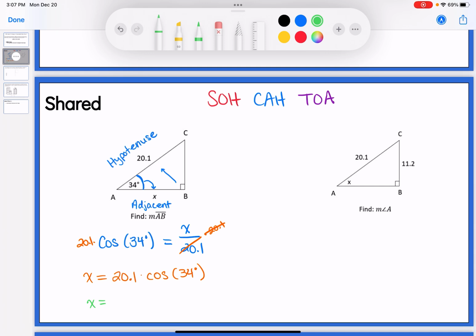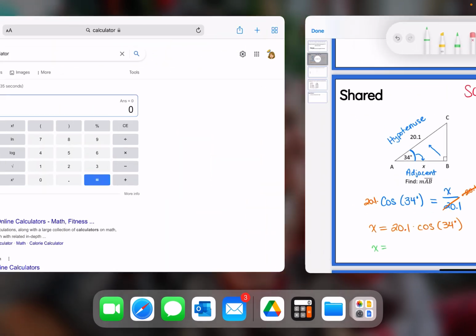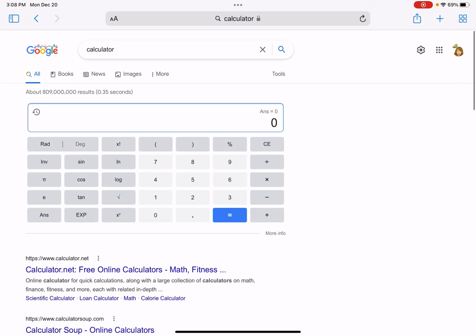So now pull that calculator out. If you have to use the Google calculator, that's okay. So this is what it's going to look like. Now I'm trying to type in 20.1 times the cosine of 34 degrees, right? Now a really big important thing is up here in the top left, I'm clicking it a whole bunch of times because I want you to see where I'm looking. You need to make sure that the DEG is the one that's in black. We want this to be set to degrees.